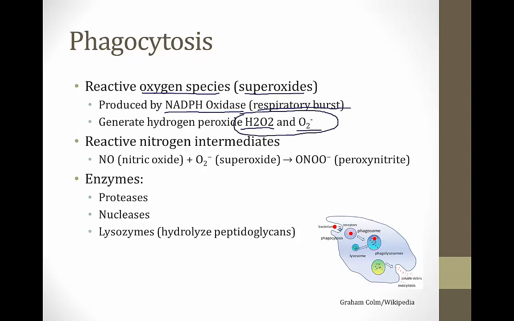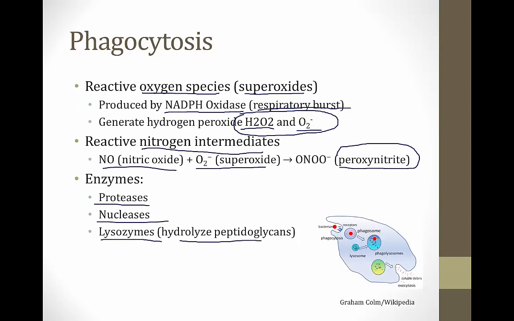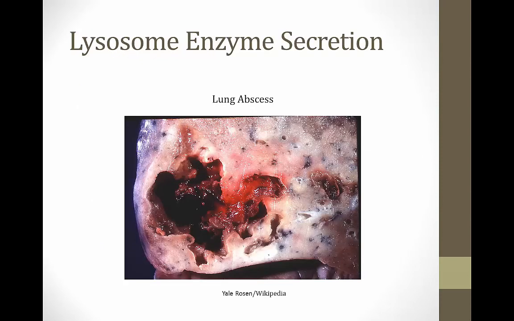Also inside of the lysosomes, you will find reactive nitrogen intermediates. This happens when nitric oxide is reacted with those superoxide molecules. It creates compounds like peroxynitrate, and these are also toxic to bacteria and pathogens. And then finally, you will find many enzymes that break down structures in bacteria and other pathogens. These include proteases, which break down proteins, nucleases, which break down nucleic acids, and lysozymes, which hydrolyze peptidoglycan in the cell wall of bacteria. This is a picture of a lung abscess, and I've shown you this to remind you that the contents of the lysosomes, although designed to destroy pathogens, can sometimes be secreted and cause tissue damage.